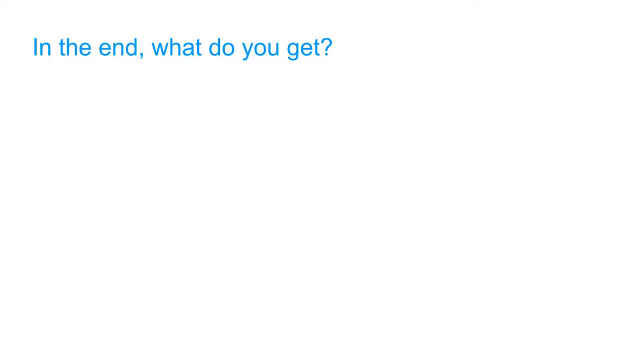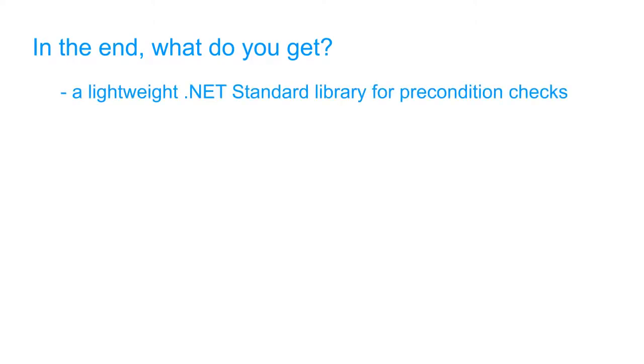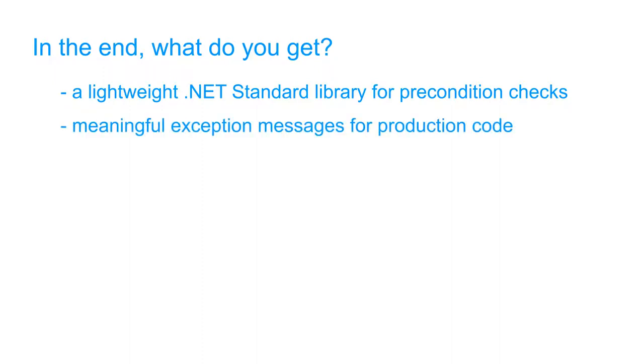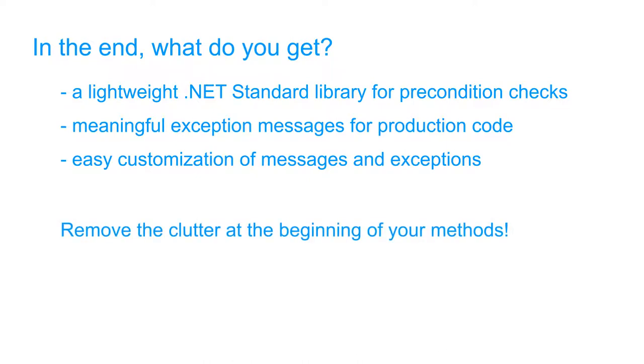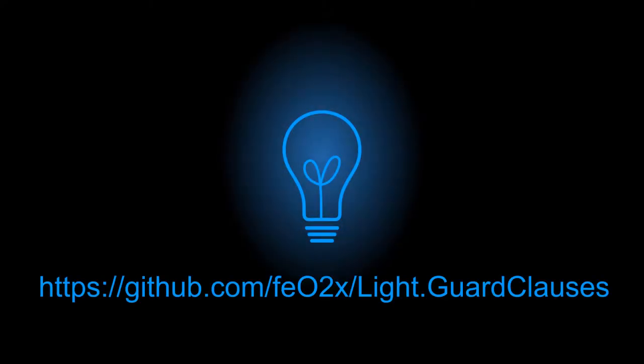So in the end, what do you get? Light.GuardClauses is a lightweight, high-performance .NET standard library that you can use for precondition checks at the beginning of your methods. It is built to provide meaningful exception messages that you'd expect from production code, and you can easily customize the exception if it doesn't fit your needs. It is thoroughly tested and I use it in my daily programming life. Furthermore, Light.GuardClauses is open source under the MIT license on GitHub, so if you have questions or want to contribute, please use the issues feature and send me pull requests.